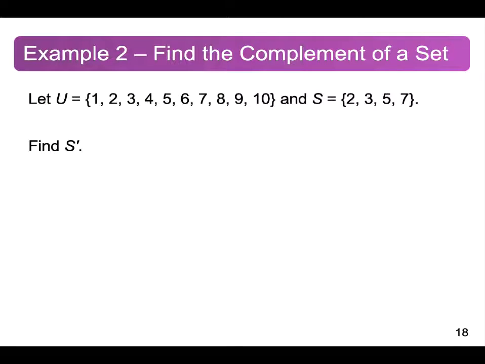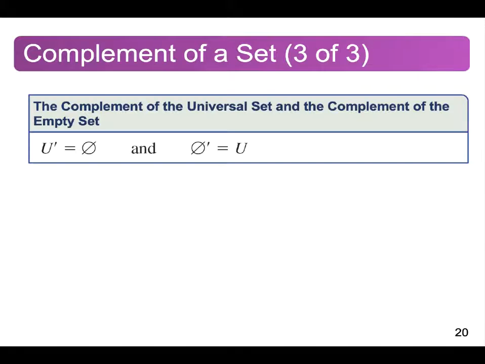If our universal set was the counting numbers from 1 to 10, and we identified a subset 2, 3, 5, and 7. The complement of that set S would be everything that's in the universal set, but not in S. So you would end up with the list 1, 4, 6, 8, 9, and 10. That would be the complement. One little note to make here, the complement of the universal set is the empty set, and the complement of the empty set is the universal set. So you can think of the universal set as everything, and the empty set as nothing.